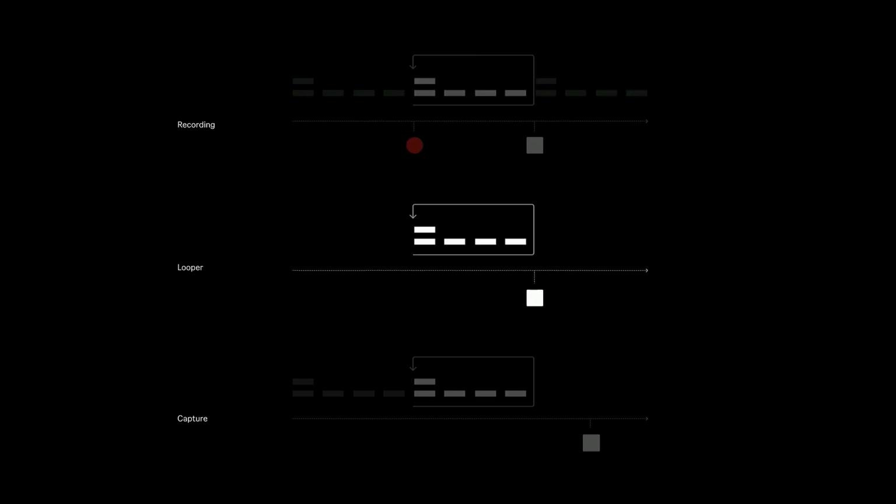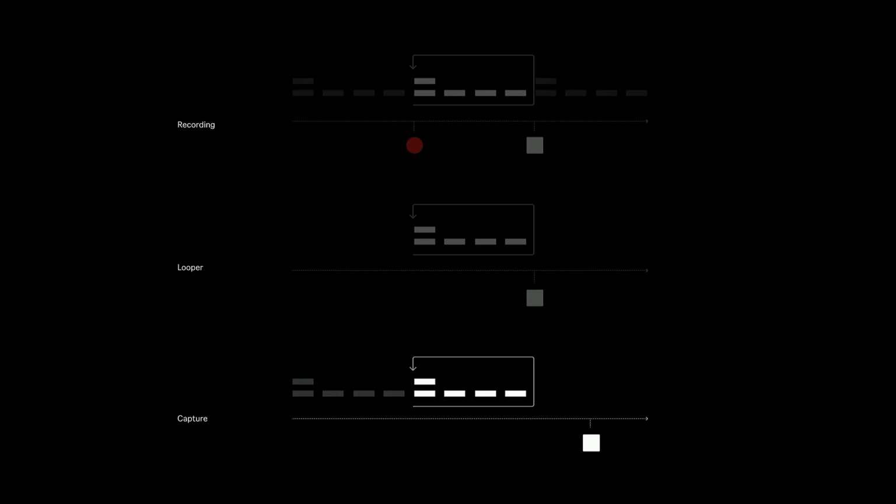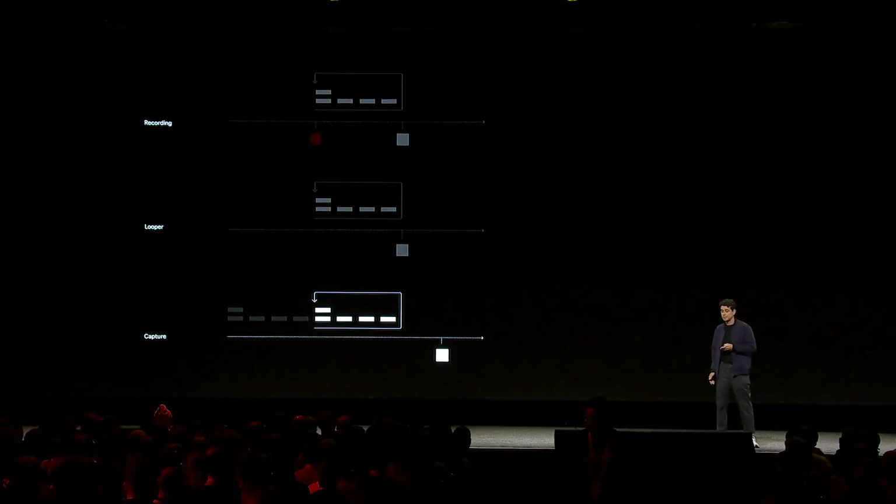So let's compare it to our previous methods. With the recording method, the user needs to press twice, once at the beginning and once at the end. Then we have the looper, which streamlined that process to just one press at the end, but it had to be on time. And then we have capture. This is a new approach where the user can play freely and hit capture at any moment, and the algorithm will immediately look for the latest musical phrase and loop it.